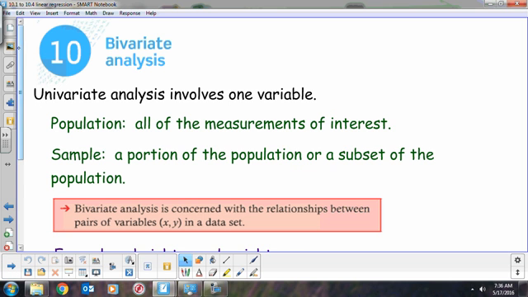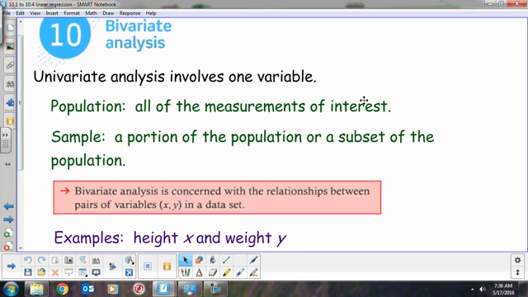All right, so we have a population, which is all the measurements of interest. We have a sample, which is a portion of the population, or a subset. A subset would be a subgroup. Our class is a subset of all the students at PHUHS. That's what we mean by subset.